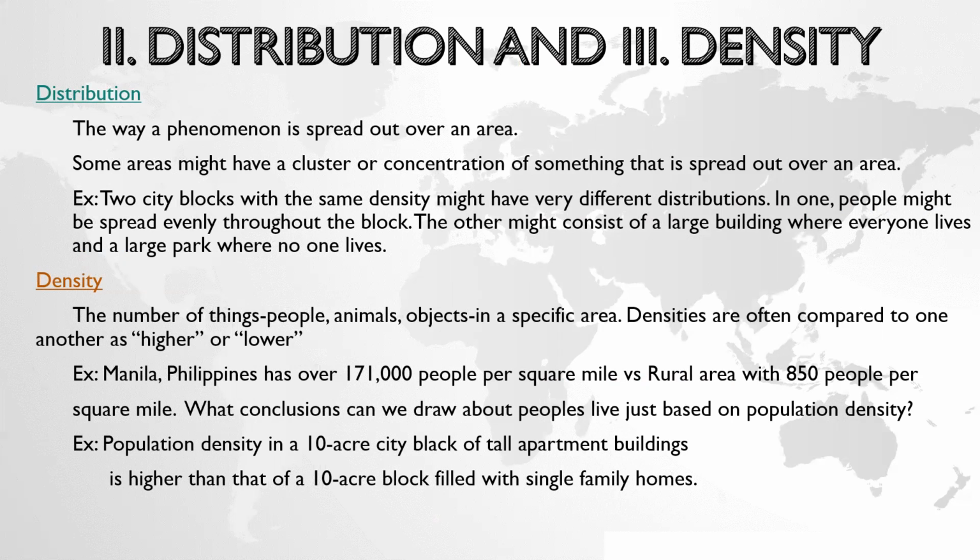With density and distribution, geographers could ask various questions. If we're looking at density, one question might be, what conclusions can we draw about people's lives just based on population density? Population density can vary even within the same amount of area. Population density in a 10-acre city block of tall apartment buildings would be higher than that of a 10-acre block filled with single-family homes. In a tall apartment building, things would be more clustered as opposed to being spread out.